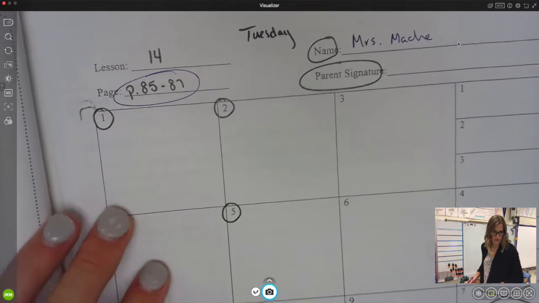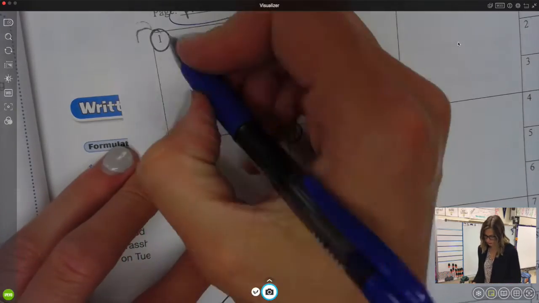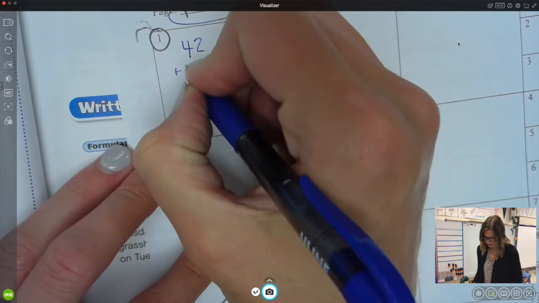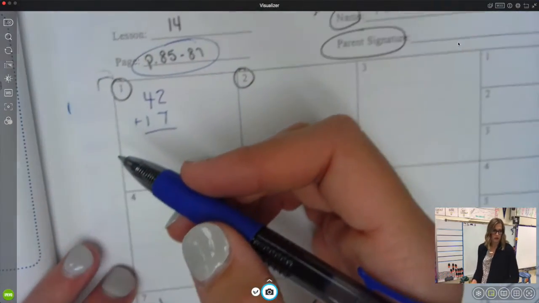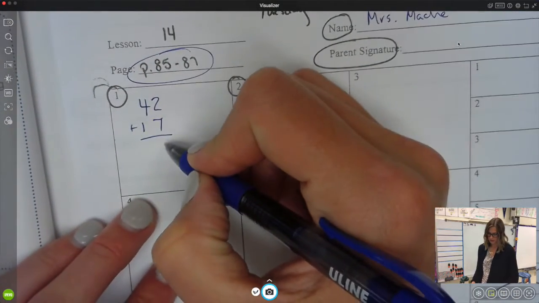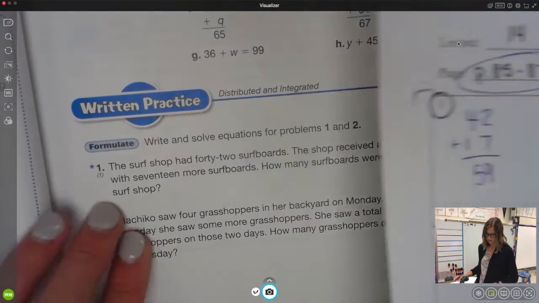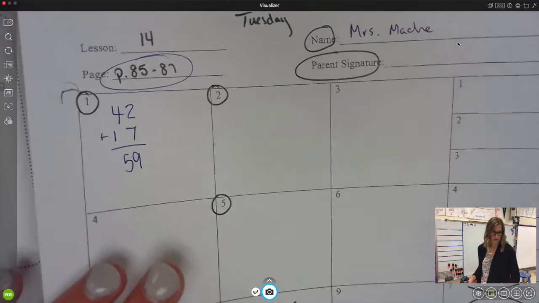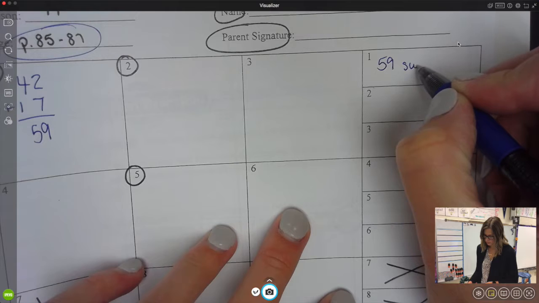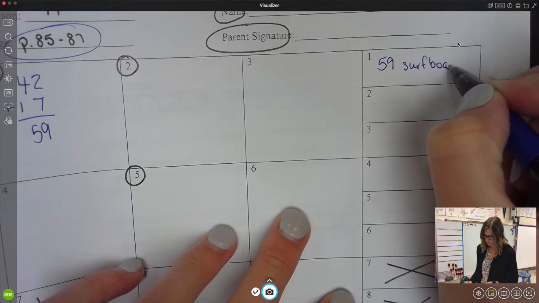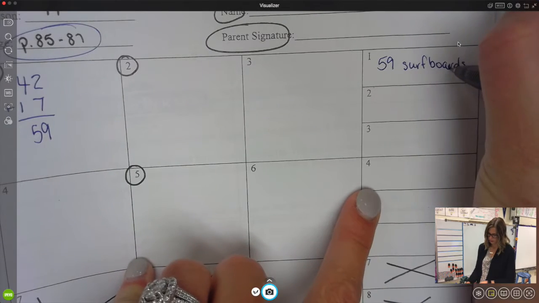So for number 1, let's start with 42 plus 17. 2 plus 7 is 9. 4 plus 1 is 5. So we get 59 surfboards. Make sure you got that label there. That's an R in the middle, sorry, it's kind of sloppy.